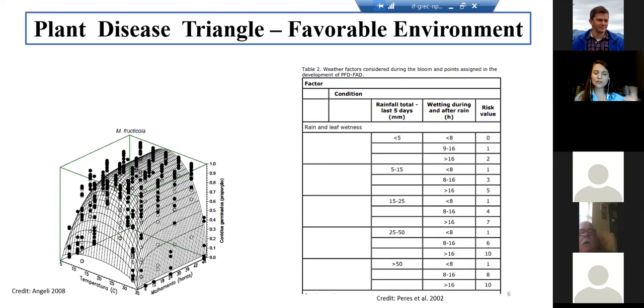So 1 inch, 2.5, 25 millimeters. So it here is even less than 1 inch. Let's say 0.2 inches. And then also how long the surface of the leaf is wet. So let's say the higher risk here for disease occurrence is 10, it means you're going to have a longer duration of wetness, and also a lot of rain.